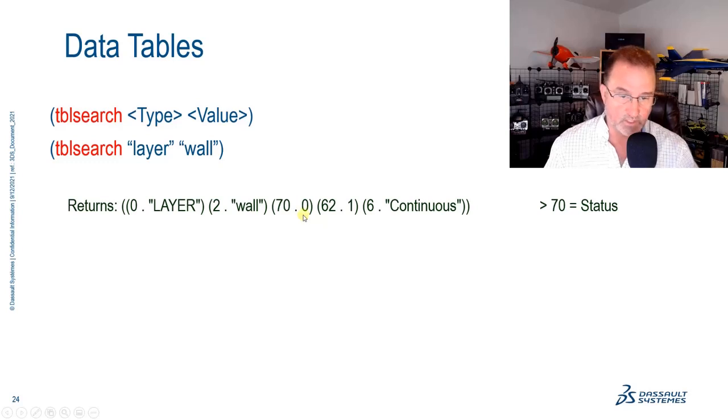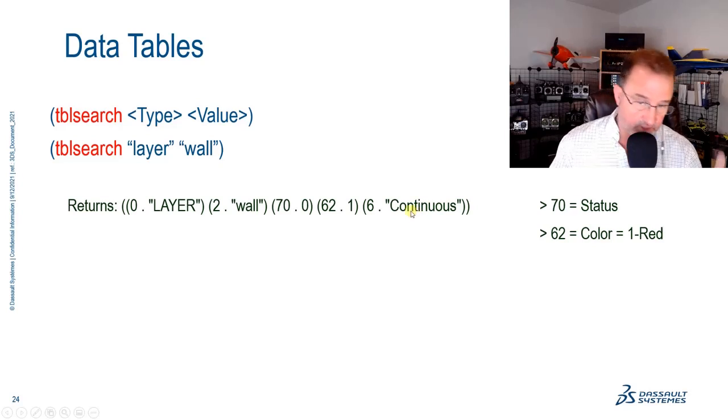Is it on, off, frozen, thawed, locked? There are different numbers to indicate the current status of that layer. Then 62 is the color. In this case it's 1, so it's color red. And then 6 is the associated line type for that layer, which in this case is continuous. So that's an example of where I would want to grab information from the drawing.